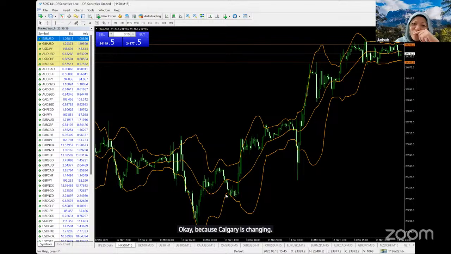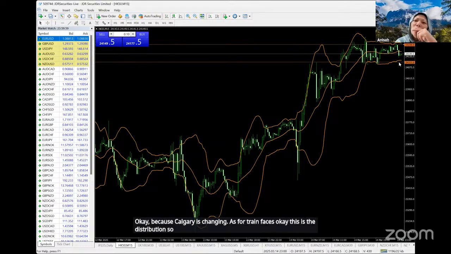As for trade phases, this is at the distribution. So I don't want to be caught up for a long time if this sideways is taking a bit longer. So let's wait, okay?